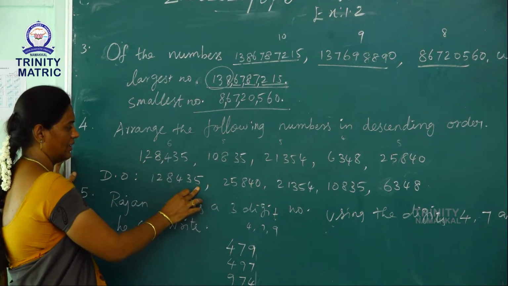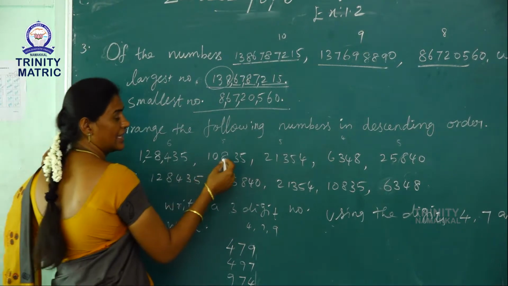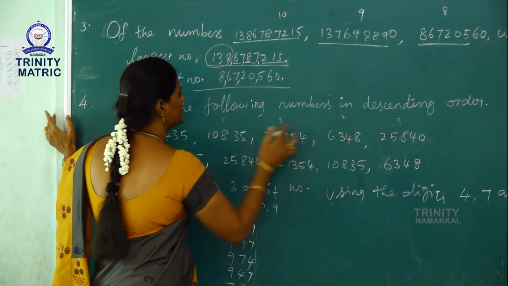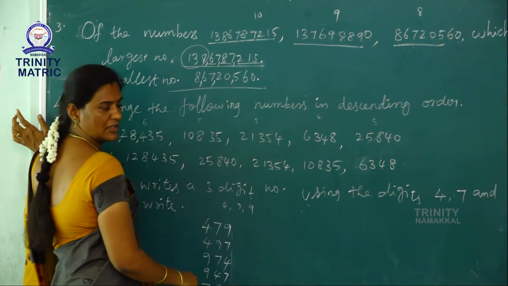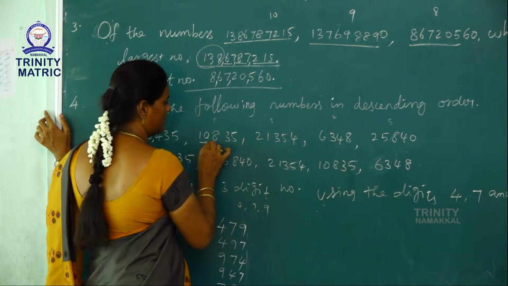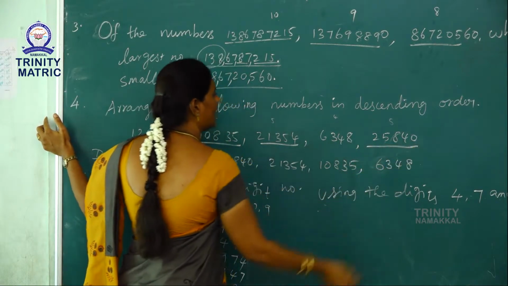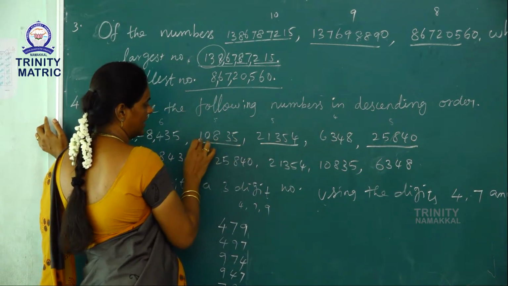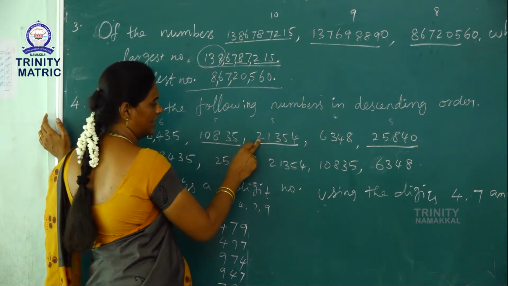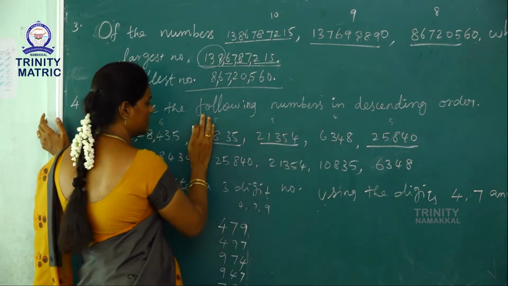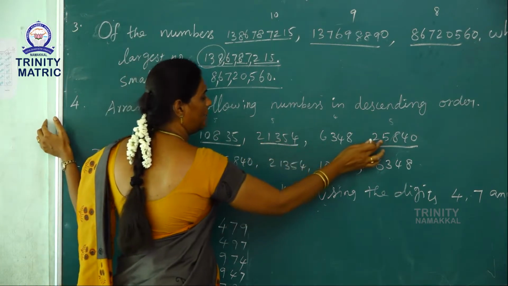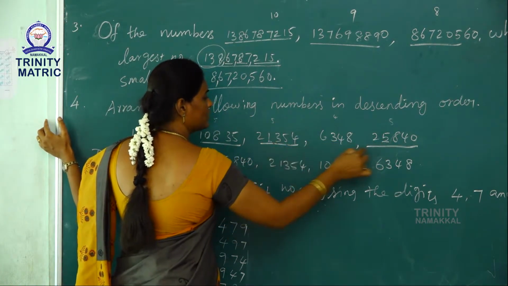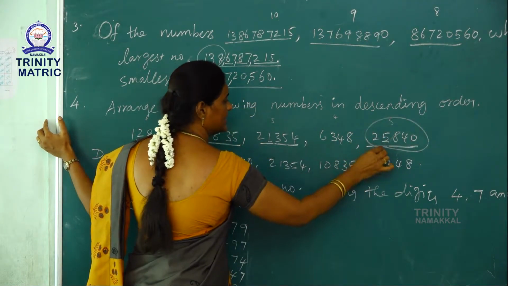1,28,435. Next we check the next number. Here we have 3 numbers of 5 digits. From these 3 numbers, the highest place value here is 1, here 2, here also 2. So this is the smallest. So we compare these 2 numbers, here 5 and here 1. So from these 2 numbers, this is the greatest number.